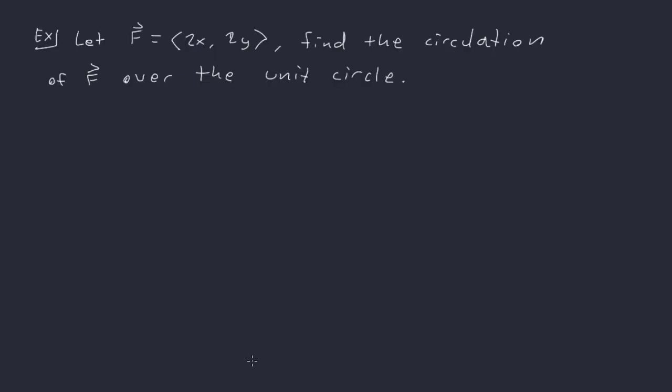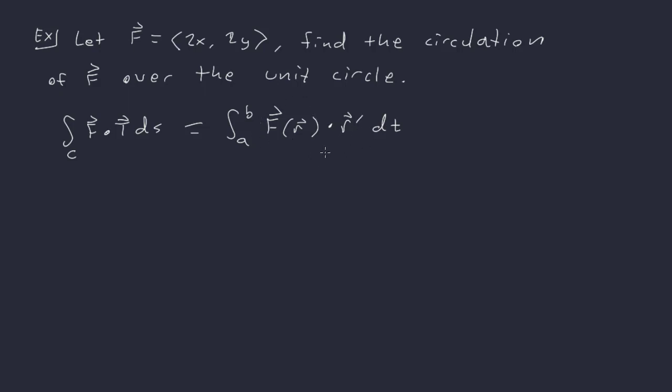Okay, so to start with our first example here, let capital F be the vector field 2x, 2y, and let's find the circulation of capital F over the unit circle. Remember the circulation is this line integral, F dot T ds, but more specifically, it's the integral from a to b of F of r dot r prime dt. What that means is we need to find r, we need to find capital F of r, we need to find r prime.